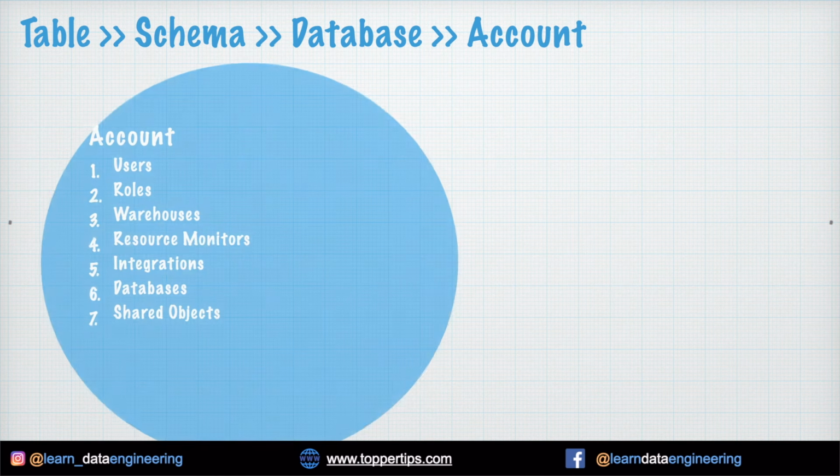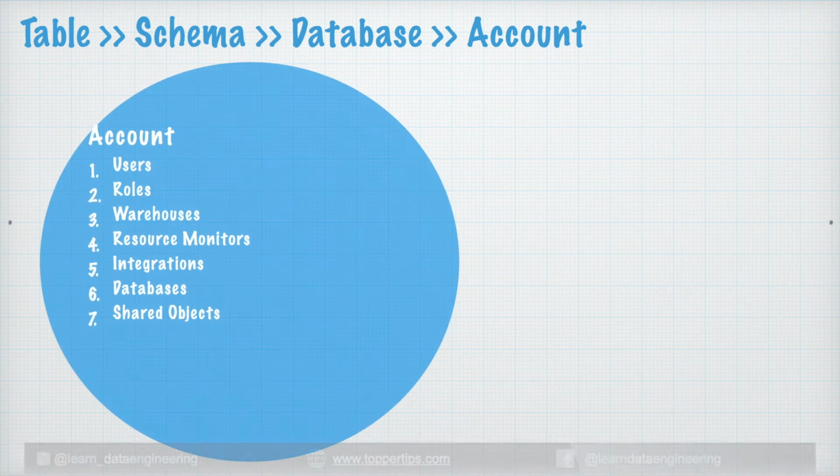As we know, a Snowflake instance starts with an account. An account has different objects. The account holds all users, roles, warehouses, resource monitors, integrations, databases, and shared objects. So these objects are account level objects.